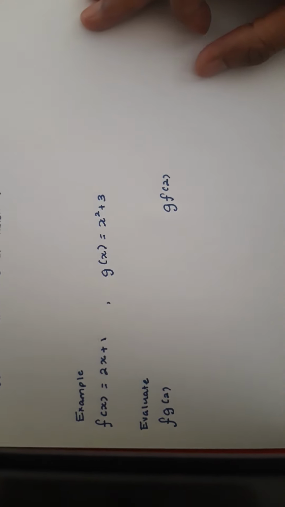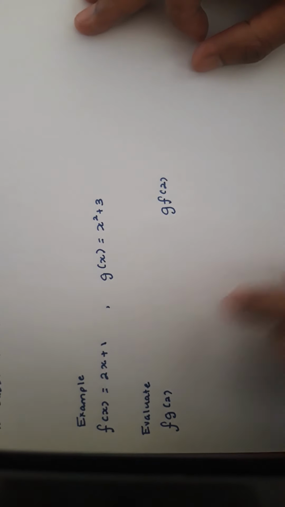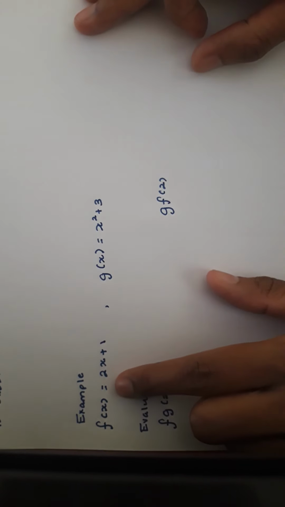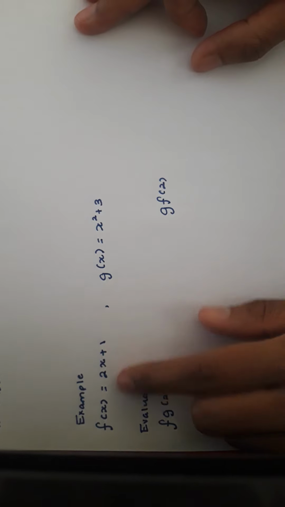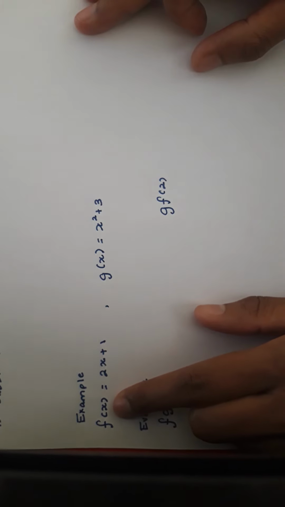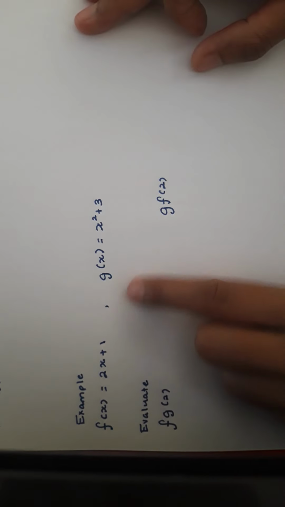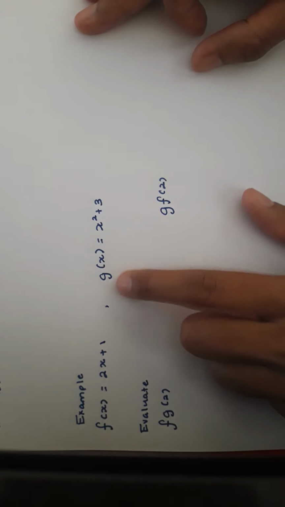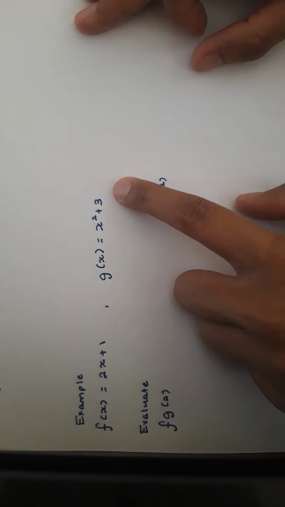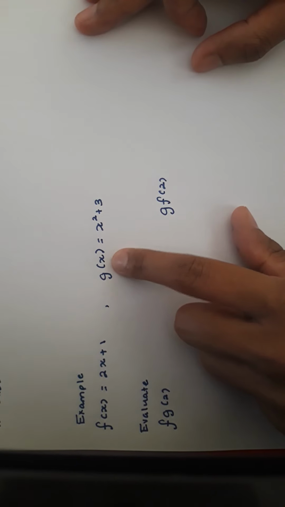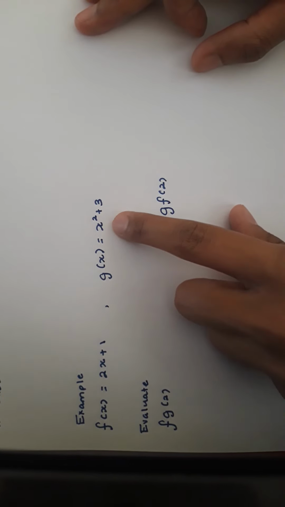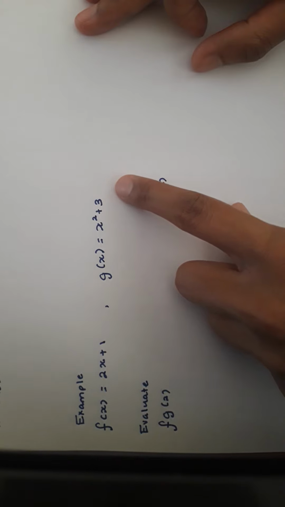In our example, we have two functions defined. We have f of x, which stands for 2x plus 1. So every value that takes the place of x is multiplied by 2 and then added to 1. Whereas we have g of x, which is equal to x squared plus 3. So every value that takes the place of x will be squared and then added to 3.